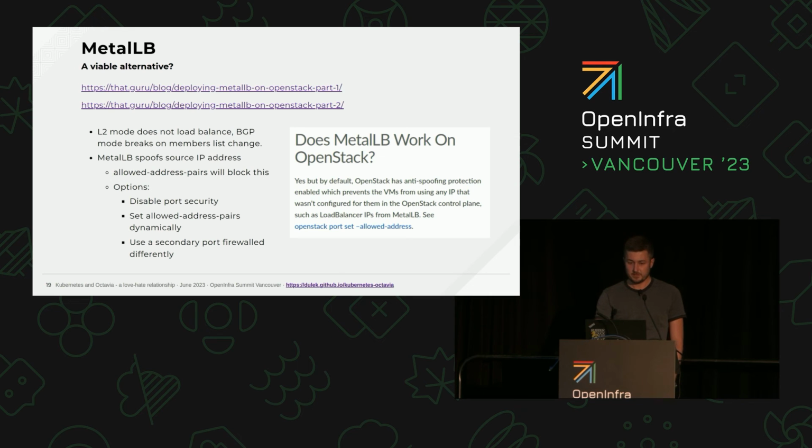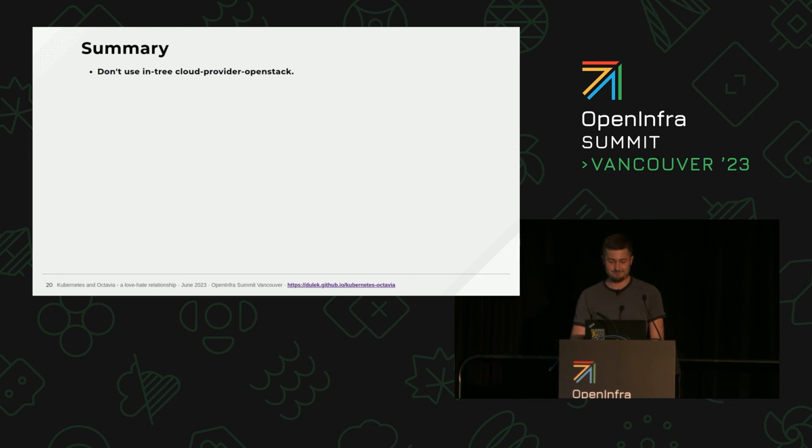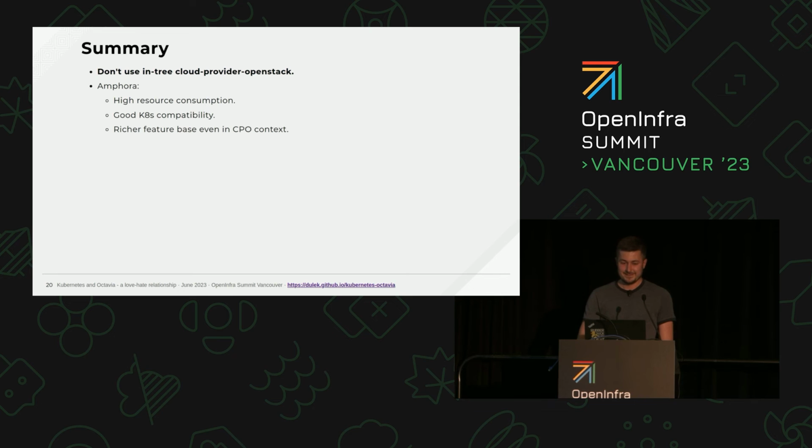So let's go into the summary. I will repeat again, don't use the entry cloud provider. It's a bad idea. With Amphora, you have high resource consumption because each of the load balancers is a VM, but it has great Kubernetes compatibility. And even in the very limited context of the cloud provider OpenStack, it has a richer feature base. Some of the stuff might be implementable in OVN as well, but it's not at the moment, and this is something that may only come in the future.